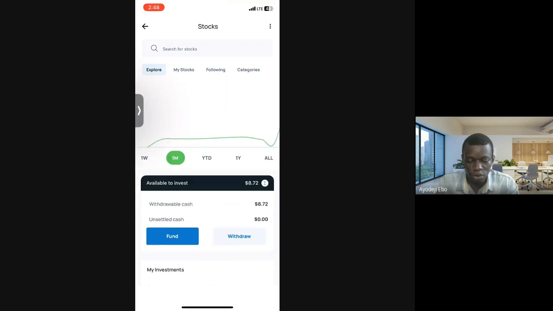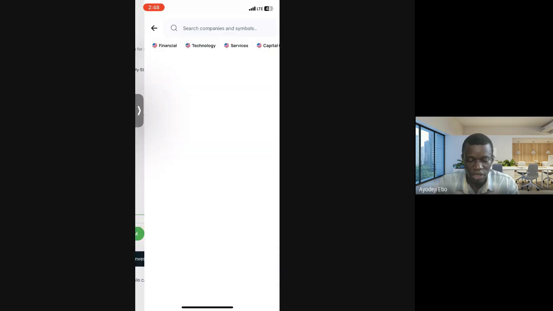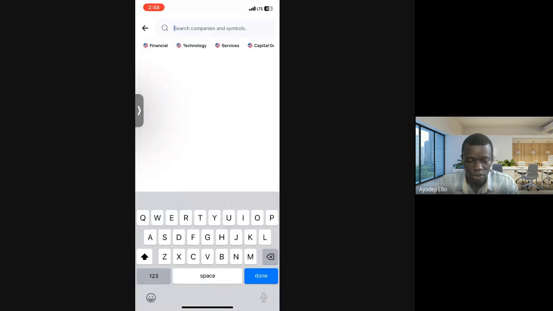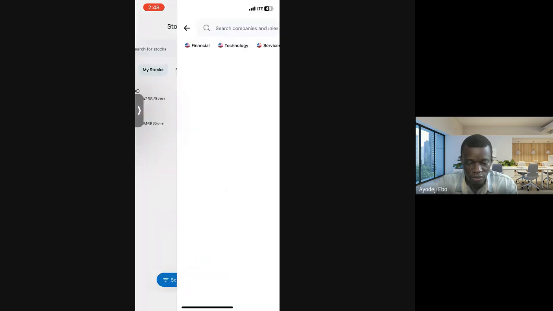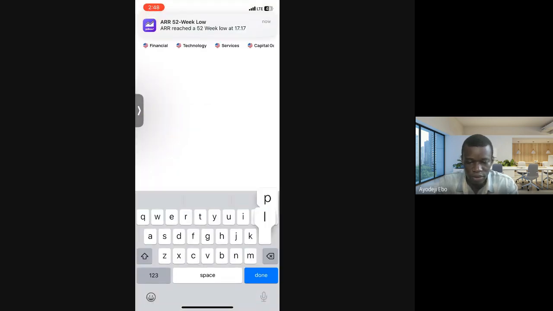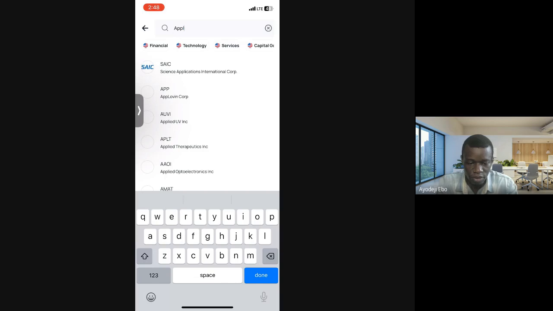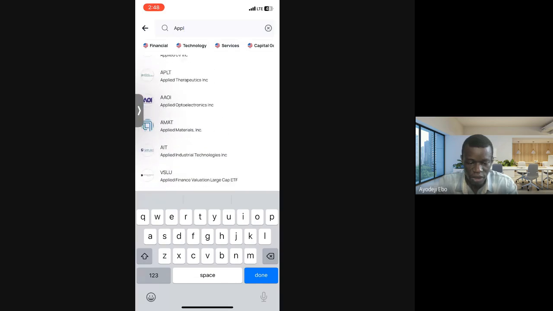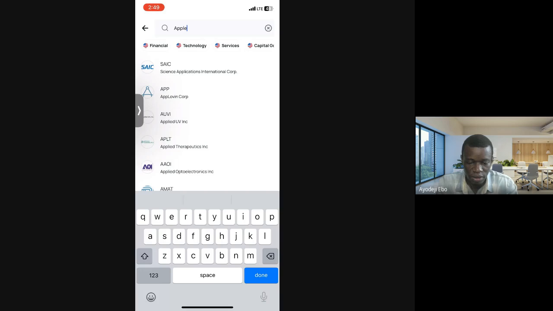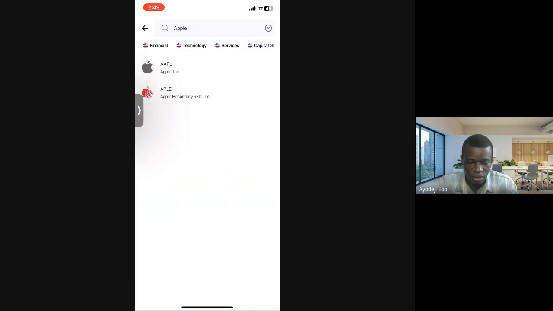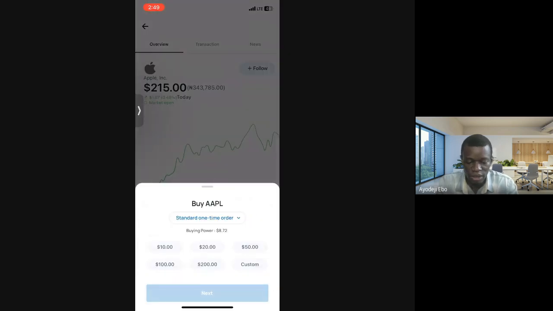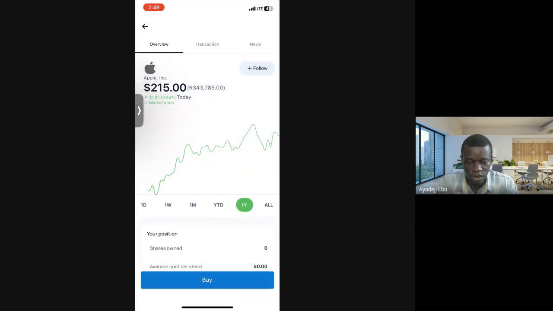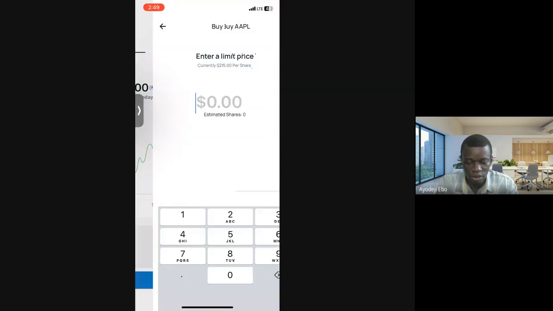And if you want to do a limit order, you need to look for a stock where the share price is very low. So when you are doing a limit order, let's say we want to do it for Apple shares. Yes, so this is Apple shares. You look at it, you want to buy. If what you are buying is a limit order, you start with that.